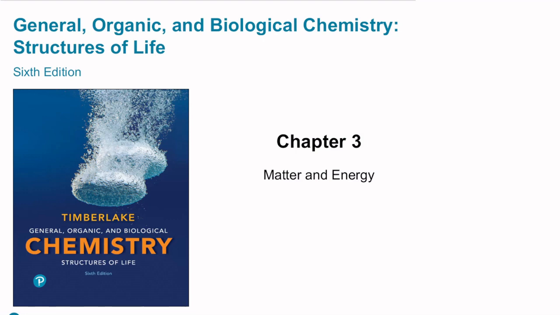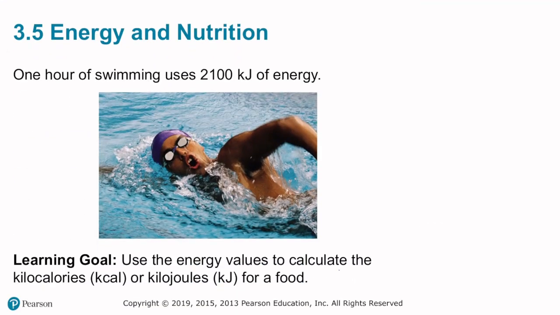In this video, we'll continue Chapter 3. This video involves energy and nutrition. We'll want to learn to use energy values to calculate the total energy in kilocalories or kilojoules for a food or an activity. For example, 1 hour of swimming uses 2100 kilojoules of energy.